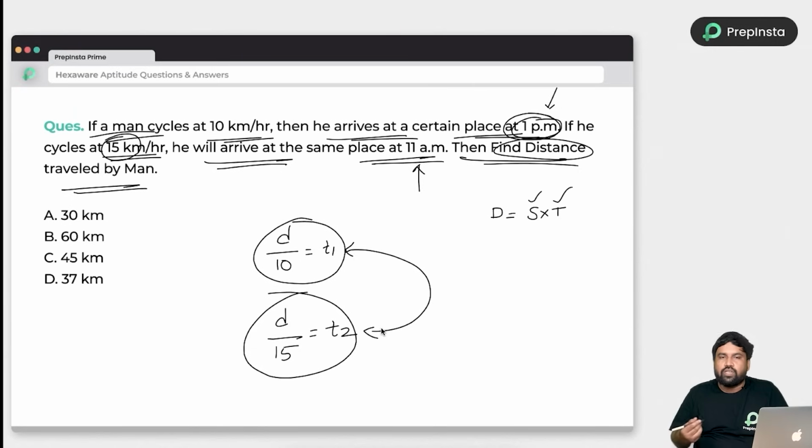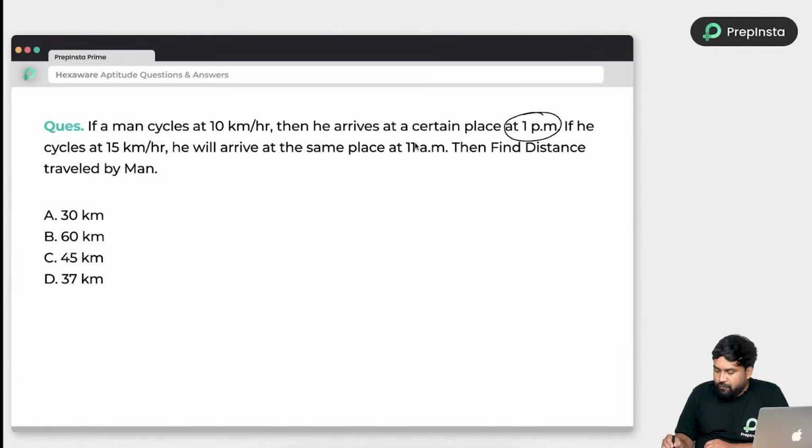So this is what you need to understand. Whenever the question is given, the time frame is different. So you need to focus on the time differences. You will get the answer easily. This is how you need to practice.